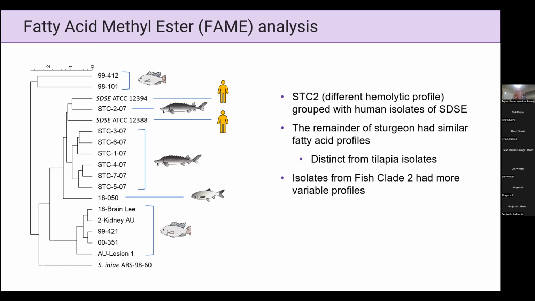But the remainder of the sturgeon isolates had very consistent, pretty similar fatty acid profiles that were distinct from the tilapia isolates. And those tilapia isolates, along with a silver carp isolate collected by the same group, Dr. Hawk, had a little bit more variation in their profiles, but again, tending to group closer to each other.